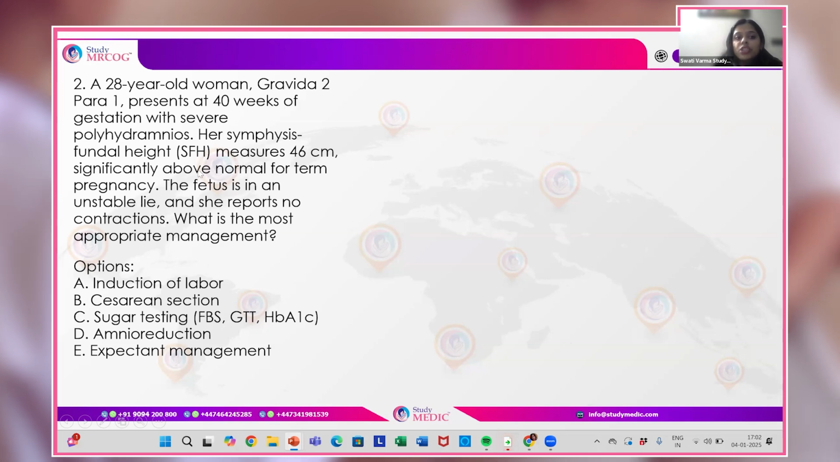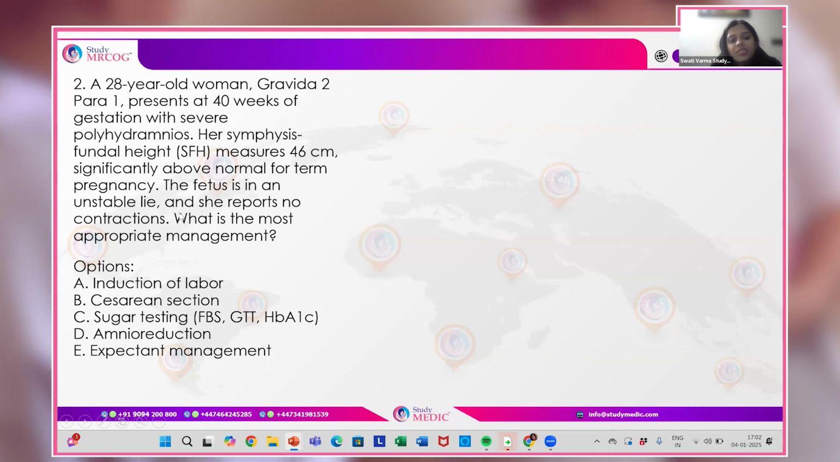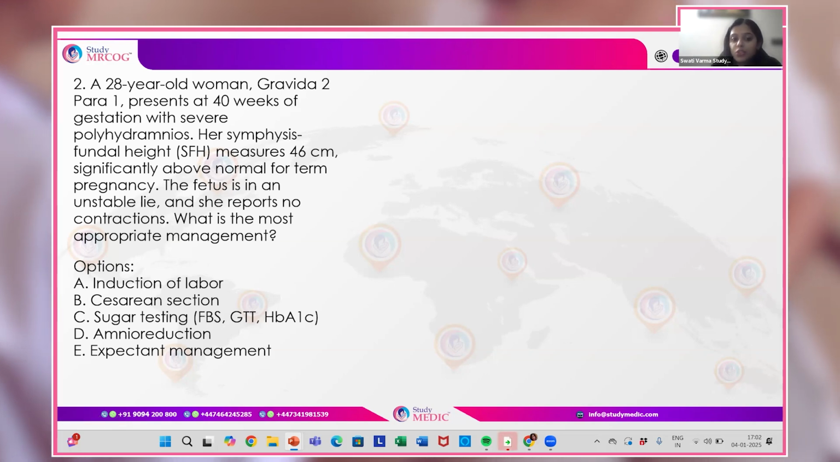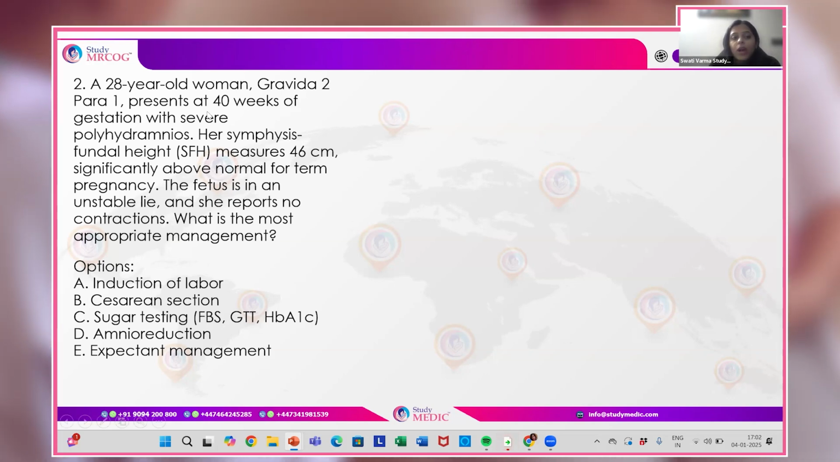Next, her SFH is measuring 46 centimeters, which is significantly above normal for a term pregnancy. Now, the fetus is in an unstable lie. She's not reporting any contractions, she's not in labor. So what is the most appropriate next management? Considering that she's full term now and the fetal lie is unstable, it's not fixed.